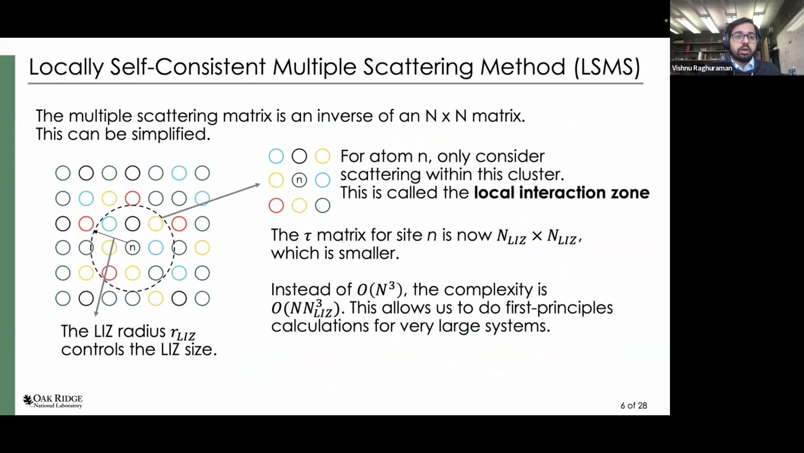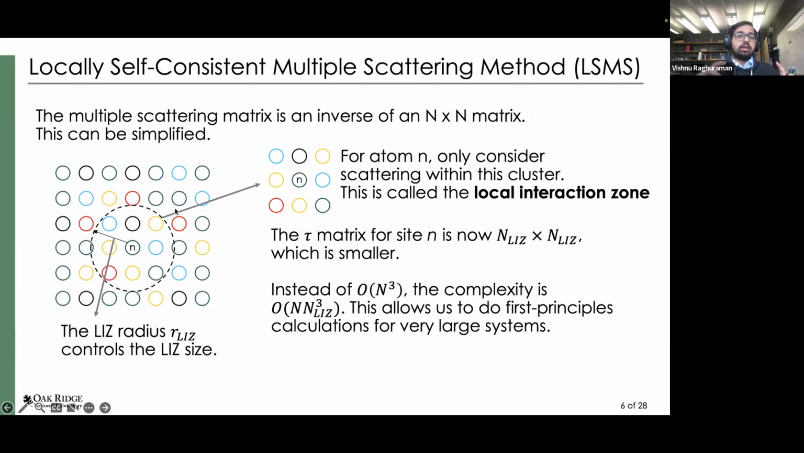you can use this concept of an LIZ, or a local interaction zone. Say you have an atom N. Technically, what you should do is to consider the multiple scattering of electrons between N and every other atom in your system, and that is what you would do in conventional KKR. But if the system is random enough, then you can say beyond a particular radius, R_LIZ, the scattering between two atoms is negligible. So you don't consider scattering between, say, atom N and an atom outside this dashed circle.